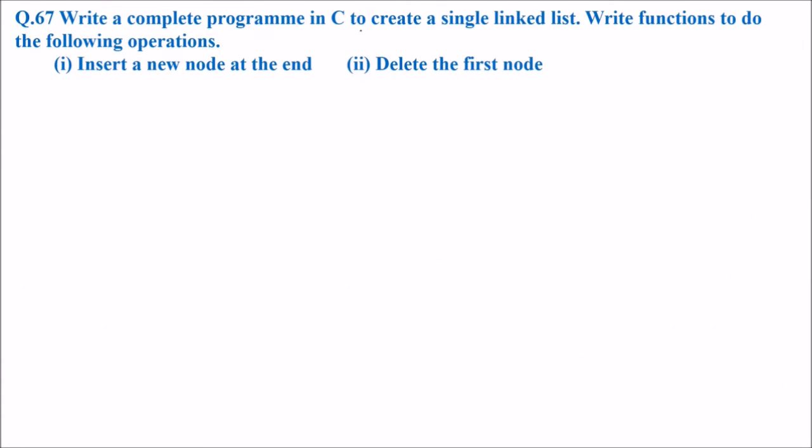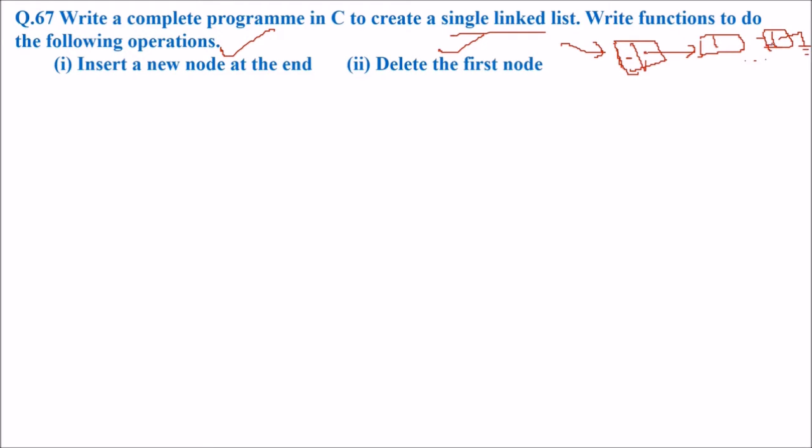Write a complete program in C to create a single linked list, and write functions to do the following operations: insert a new node at the end, delete the first node. So what is a linked list? A linked list is a set of nodes with the header pointing to the first node, and the first node has a data item, and the next or the second part of the node has the address of the second node, and the last one will be grounded or null.